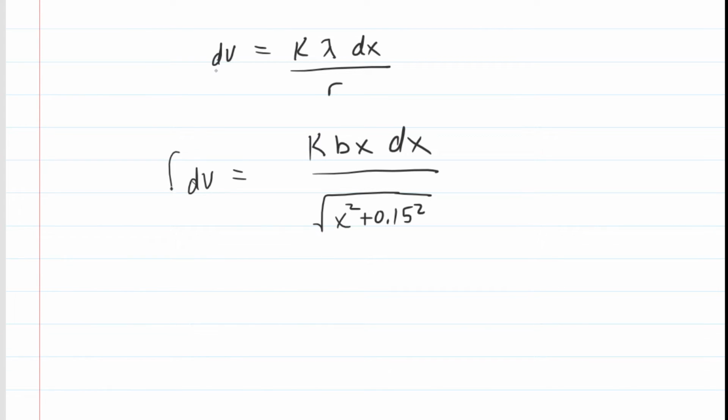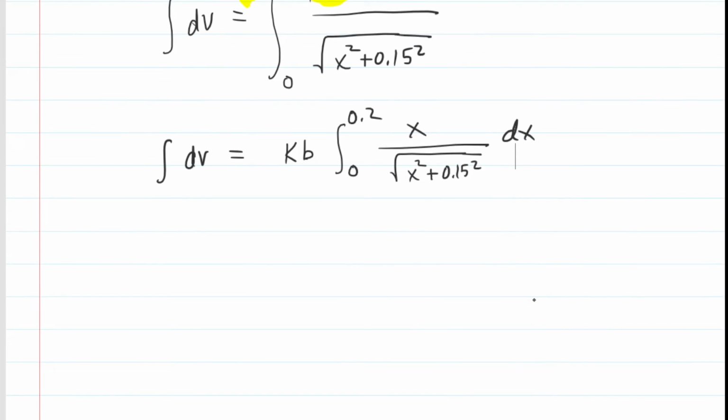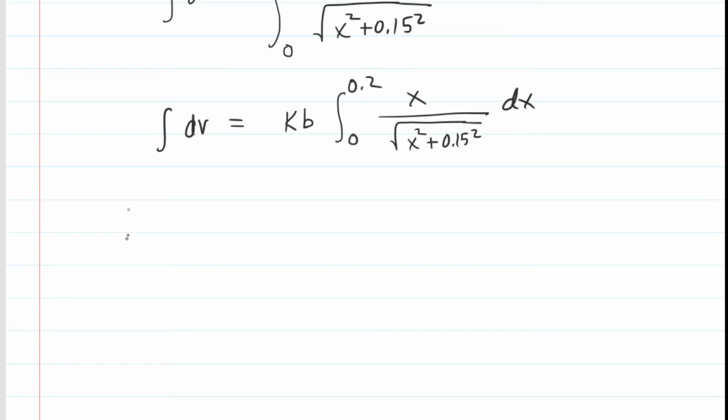But to get all of them, we're going to integrate, just like before. We're going to integrate across the length of the rod from 0 to 0.2. This integral is going to be a little bit more interesting. Perhaps we can begin by taking the k and b, which are constant values, and factoring them out. And now it's time to integrate. The left-hand side, of course, is easy. That's just going to become V. It's the right-hand side integral that's a little trickier.